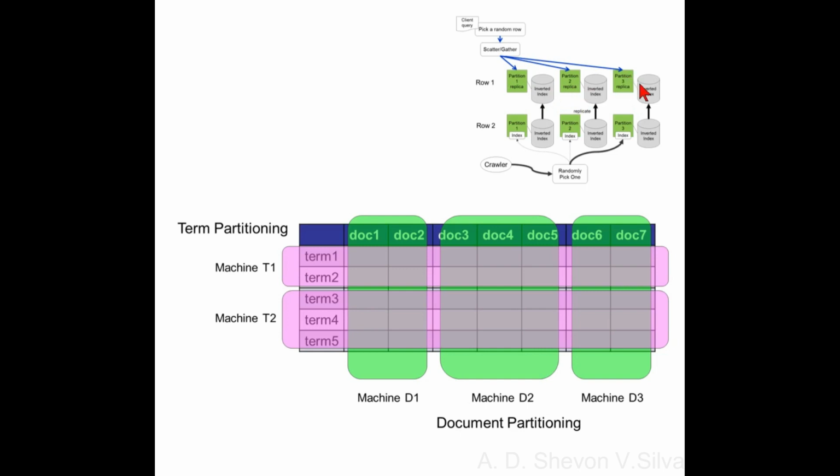Notice that k divided by p is less than m, which is less than k, where k is the top k documents the client expects and p is the number of columns of the machine. Notice that m is the parameter that needs to be tuned.